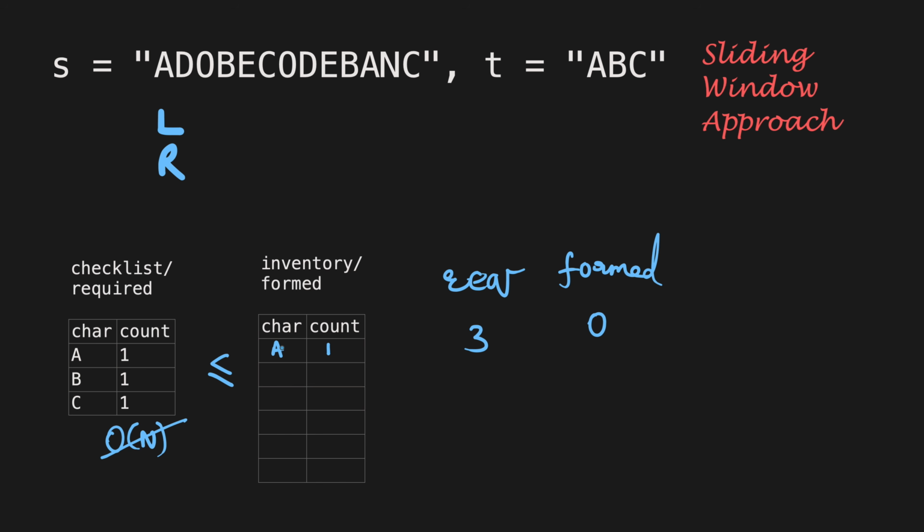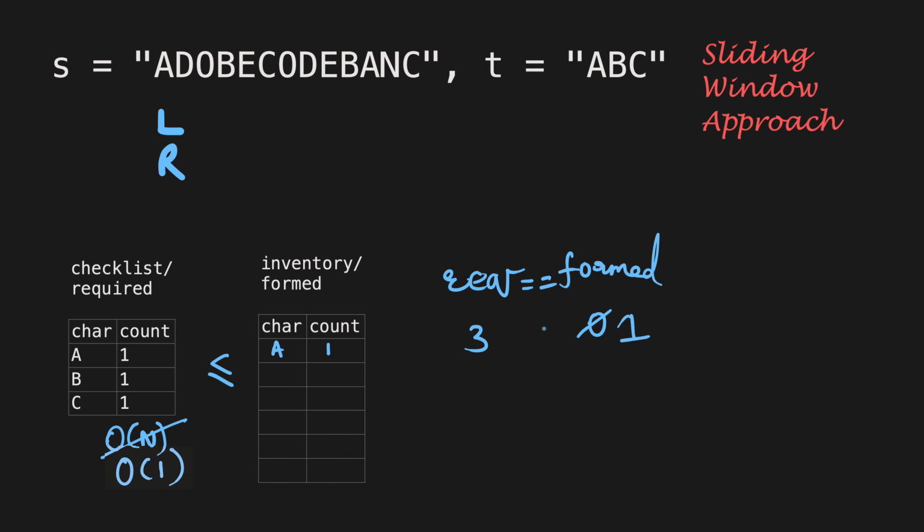Here, for example, the frequency of character A in the window is 1, and that is sufficient, that is, it is more than or equal to the frequency of A in the checklist. So we increment formed to 1. So this reduces the time complexity of checking the validity to just O(1). And a window is considered valid at the exact moment when formed becomes equal to required.